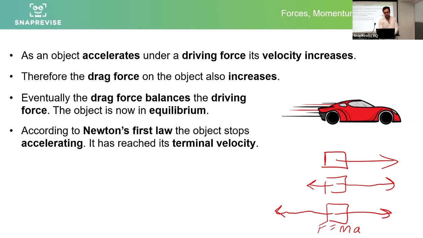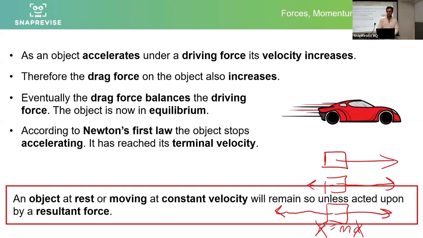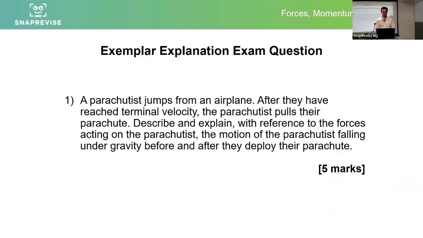If there's no resultant force, there's no acceleration. And so you've reached your max velocity. You can't go any faster. It is literally your terminal velocity. An object at rest or moving at constant velocity will remain so unless acted upon by a resultant force. There's no more resultant force. Therefore, you are traveling at constant velocity. Sad times for anyone who wants to go faster and faster and faster forever.